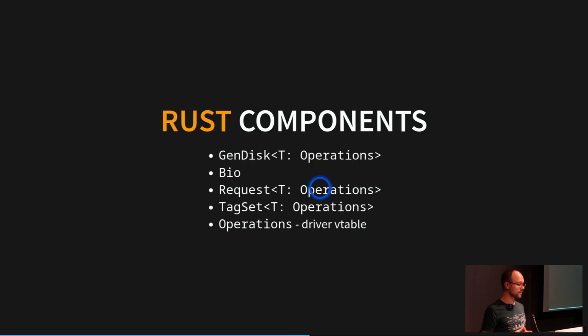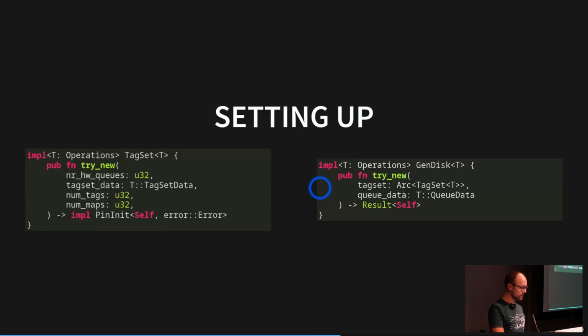In Rust, we have a set of almost, I think they are one-to-one mappings to Rust types. We have this gen disk, the bio, the request, the tag set, and then we have this operations type, which is actually a trait that you implement. And this trait has a number of required methods, and these would be like a queue IO, the kernel calls that. So they are callbacks that your driver will get. So you implement that, and then you're a block device. And we will have an example of that.